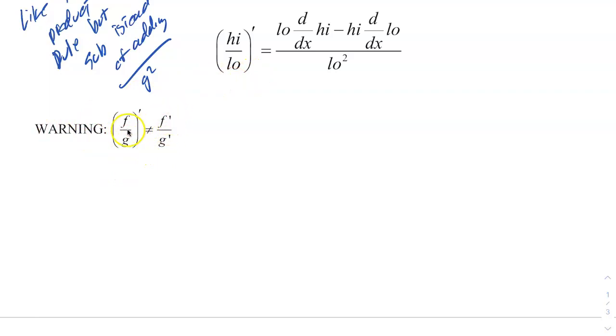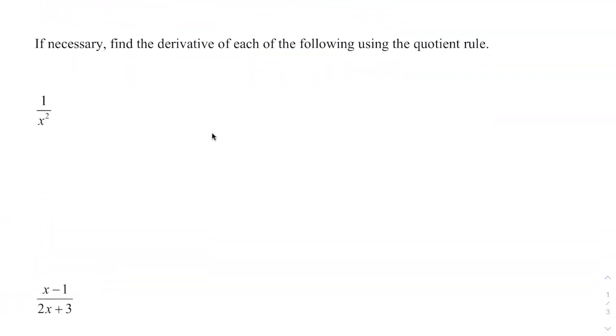Warning: just like the product rule, there's a whole formula for it. You don't just divide the derivatives separately. So product rule, quotient rule, there's a formula for them. If you have to multiply two functions, use the formula. If you have to divide two functions, use the formula. So let's do a couple examples.